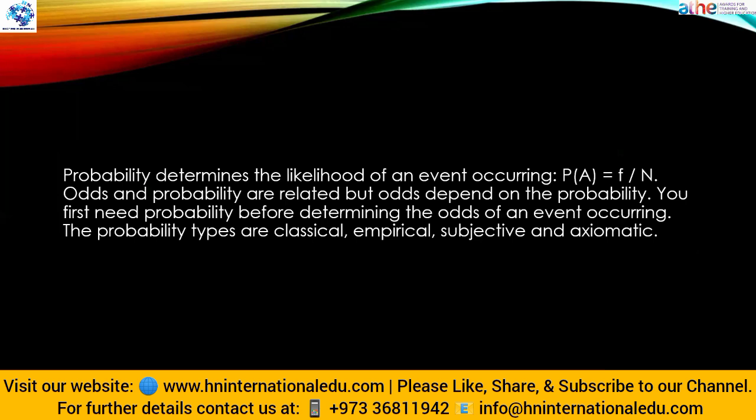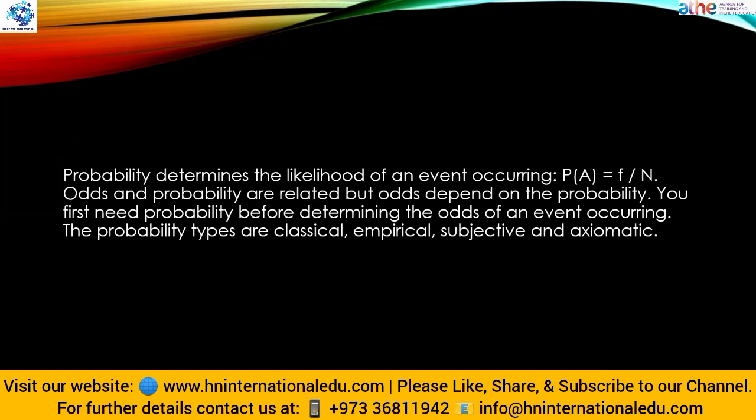Probability determines the likelihood of an event occurring, P(A). It's the probability of A, which is F by N, where N is the total number of chances and F is the number for which you are going to check the probability. Odds and probability are related, but odds depend on the probability. You first need probability before determining the odds of an event occurring. Once you want the odds, you can determine them from the probability.